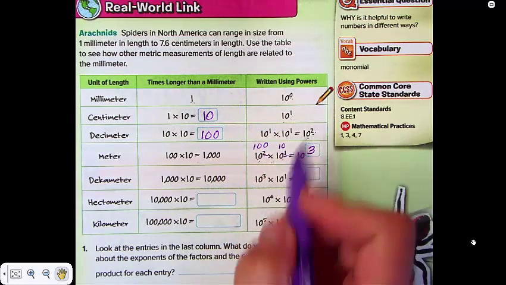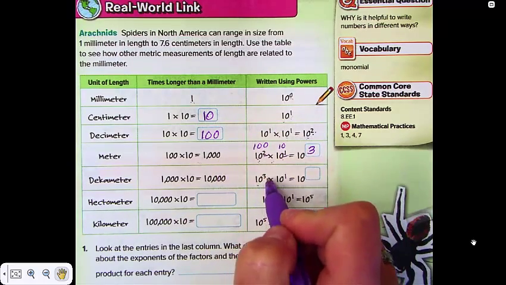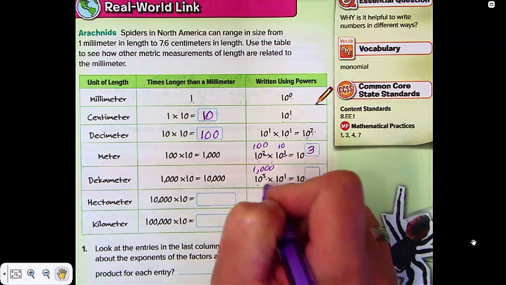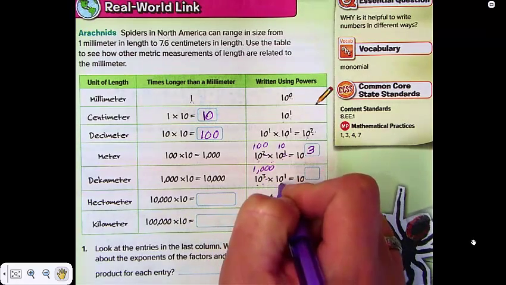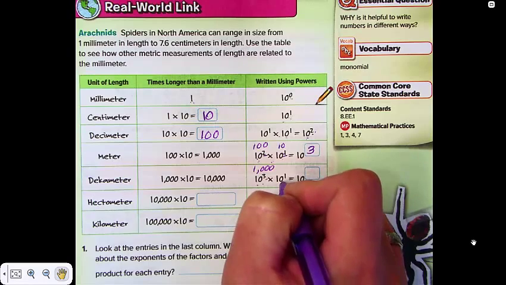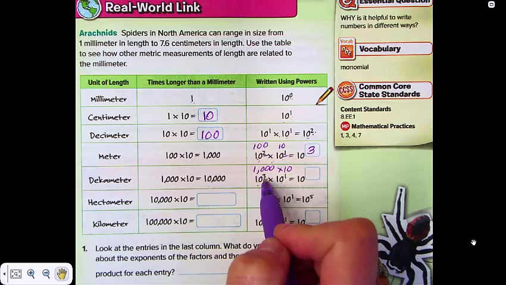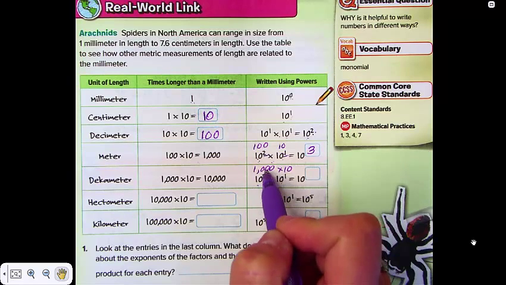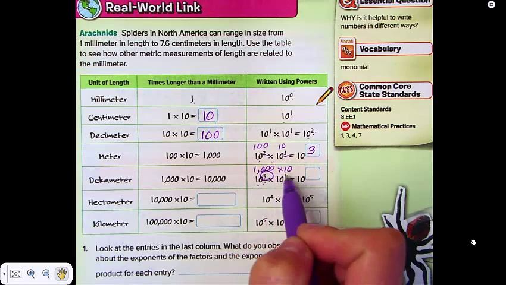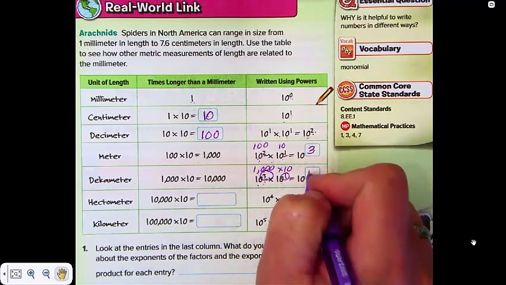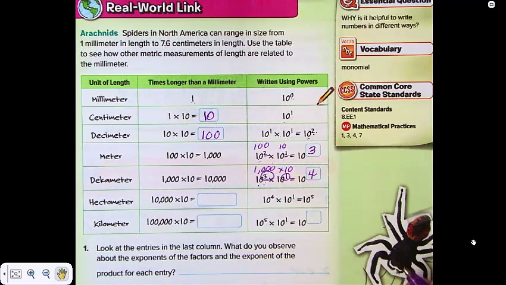Now let's look down here. Now I have 10 to the third power, which is 1,000, because we just solved for that. And I'm taking that times another 10, or times one 10. And if I look, I have 10 to the third power, so I have 3 here, and I have 1 here. 3 plus 1 is 10 to the fourth power.